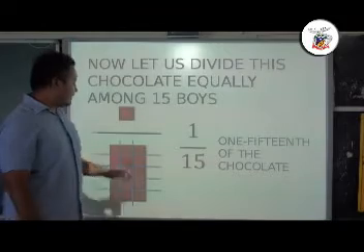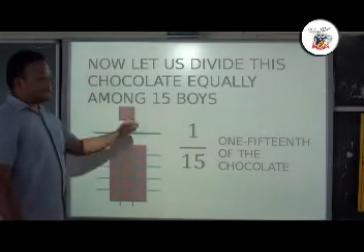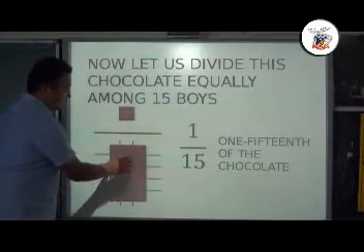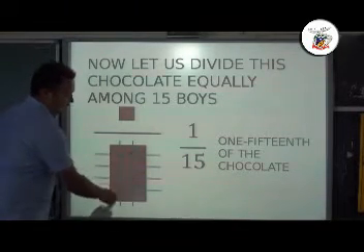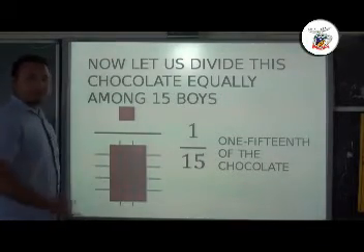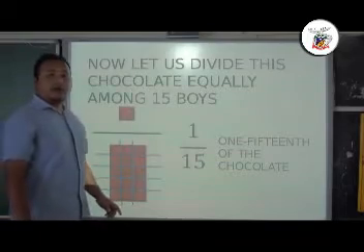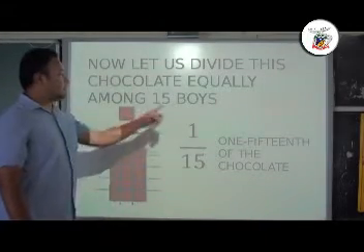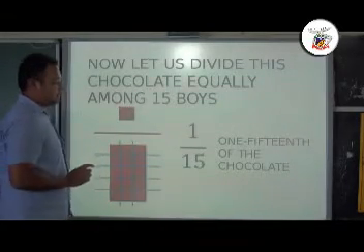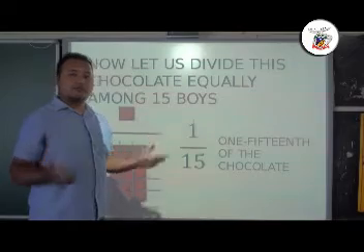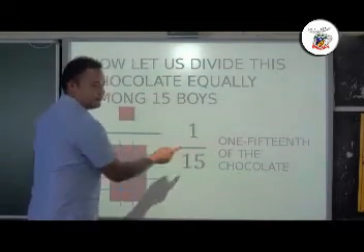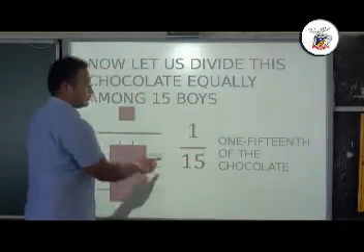Now let us try and divide this bar of chocolate among 15 boys. Now as you can see, this chocolate has small squares, 15 of them, and I have cut them vertically and then horizontally like this. Now I will distribute them equally among the 15 boys by giving them each one square piece. So now if I ask you how much of the chocolate does each boy get, he gets 1 out of those 15 pieces, or 1/15 of the chocolate.